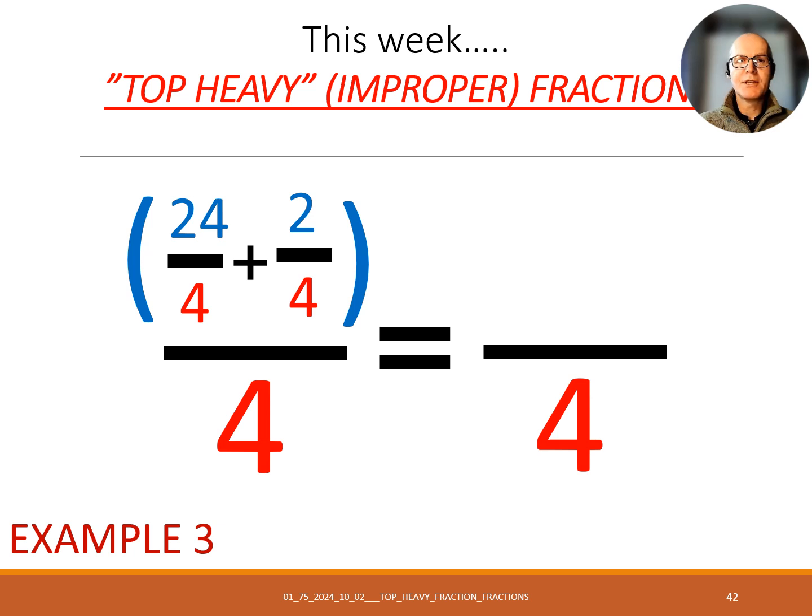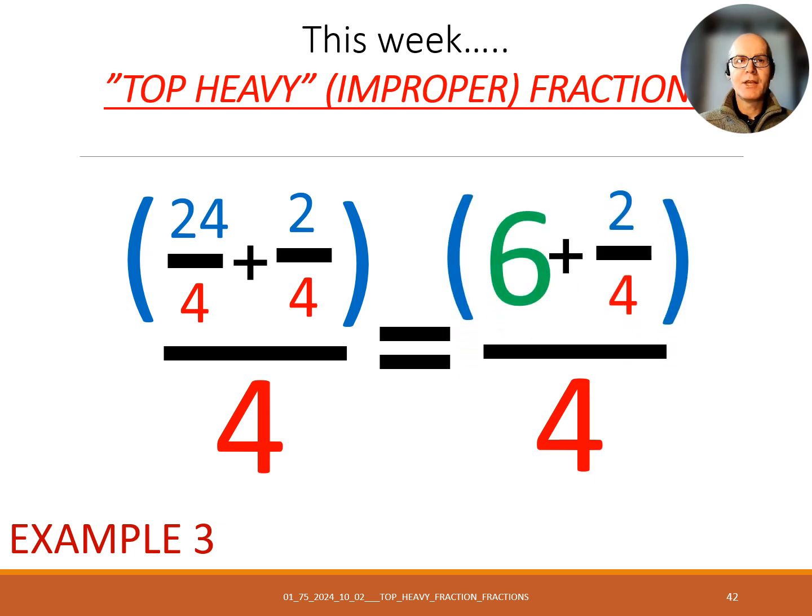24 fourths plus 2 fourths. 24 fourths is 6 wholes. 6 lots of 4 is 24. 6 whole 4s are 24, with 2 left over, 2 fourths. 24 fourths plus 2 fourths is 6 wholes plus 2 fourths.